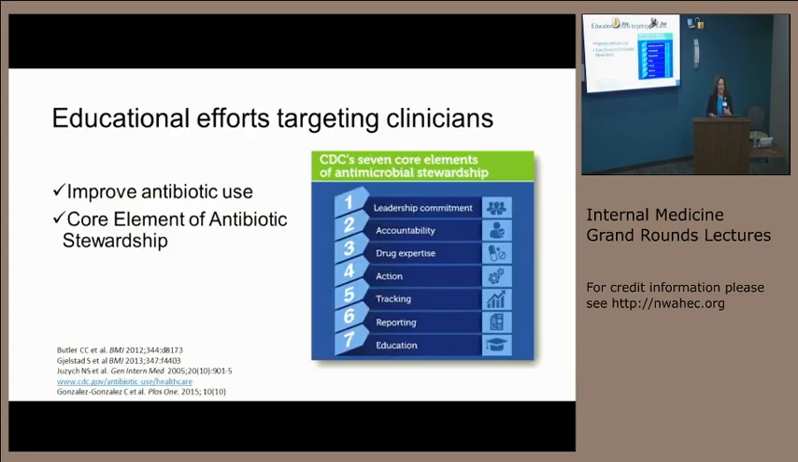And we know that educational efforts targeting clinicians do improve knowledge, they improve antibiotic use, and education is one of the core elements of antibiotic stewardship.